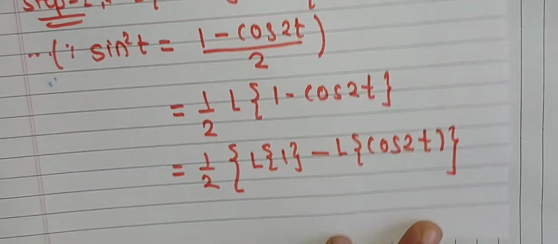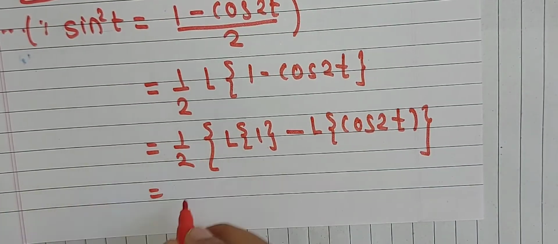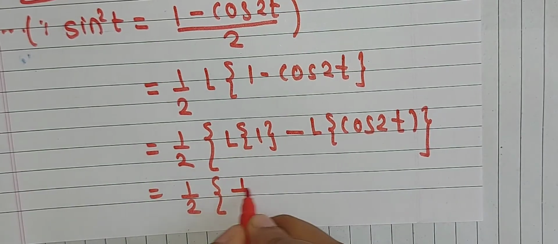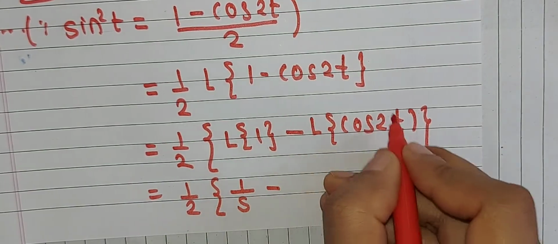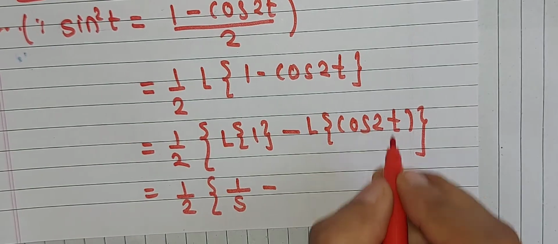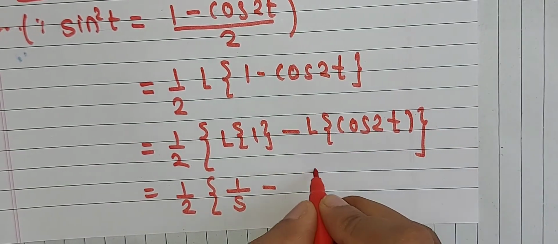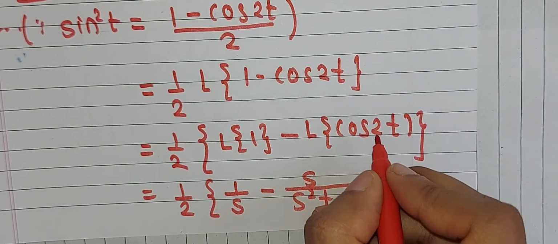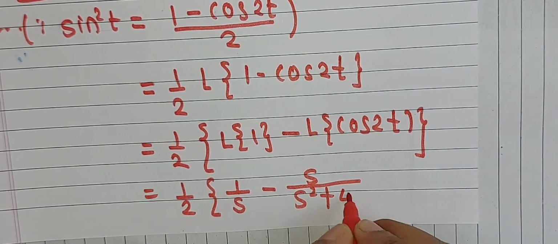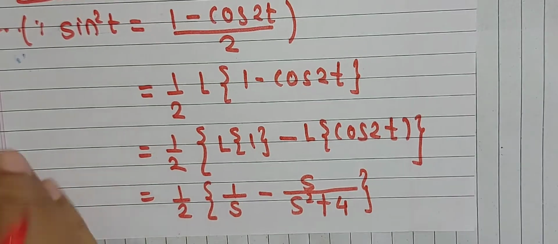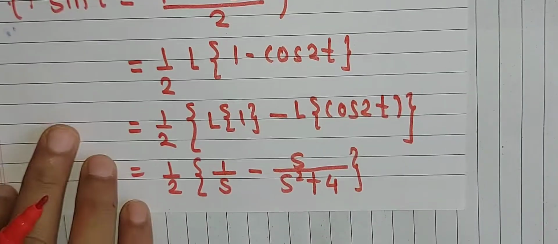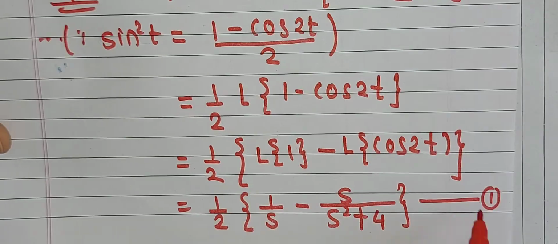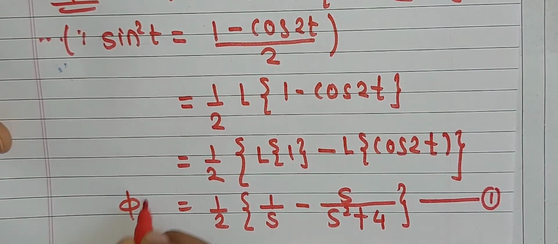Take 1 by 2 as it is, and we already know that Laplace of 1 is equal to 1 by s, minus Laplace of cos 2t, which is s divided by s square plus a square, where a is 2, so 2 square, that is 4. So we have obtained step number 1 and its value is this. We denote this as equation number 1. This value is nothing but our phi of s.